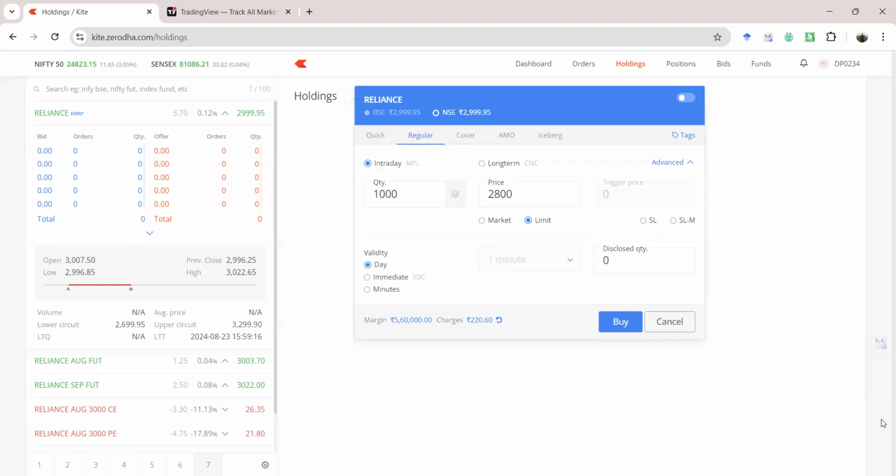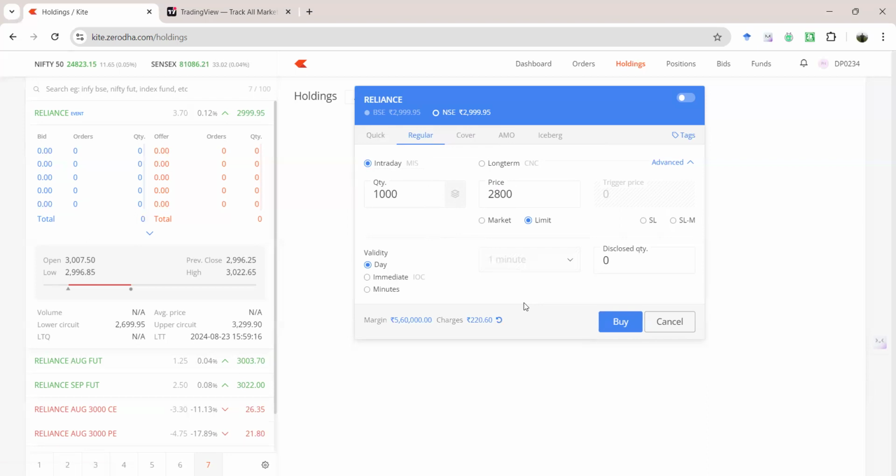So you can start with anything, but you can square off. And if you square off on the same day, then it will be considered an intraday order. If you carry it overnight, then it will be long-term and charges will come later on when you sell it.